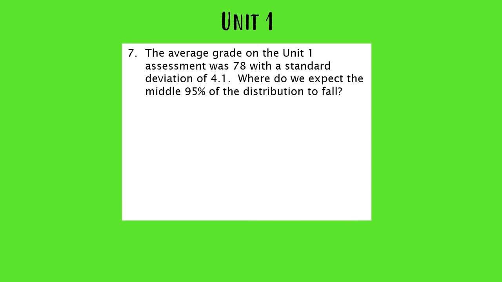The average grade on the Unit 1 assessment was a 78 with a standard deviation of 4.1. Where do we expect the middle 95% of the distribution to fall? So I'm going to draw myself a normal curve. In the middle of that, I am going to put my mean, and your mean in this problem was given to you at 78. 3 standard deviations on both sides. Sorry, I know that's not the best drawing. Add and subtract your standard deviation of 4.1.